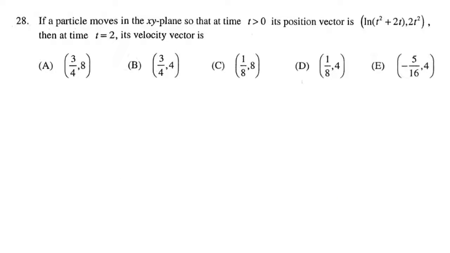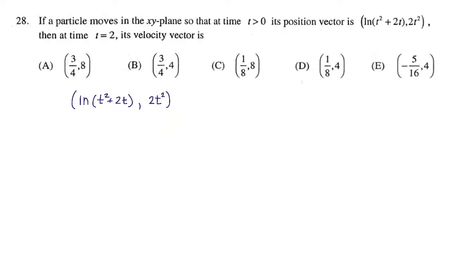Okay, with 28, again, we have particle motion. Fun problems. And let's see, if the particle moves in the xy plane so that for time t greater than 0, we have the position vector. And then from that position vector, we need to find the velocity vector. So our position vector is natural log of t squared plus 2t, and then 2t squared. And again, that is the position.